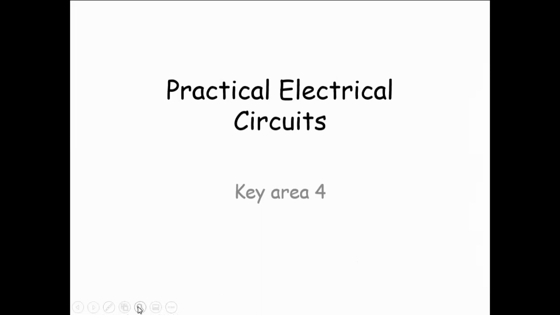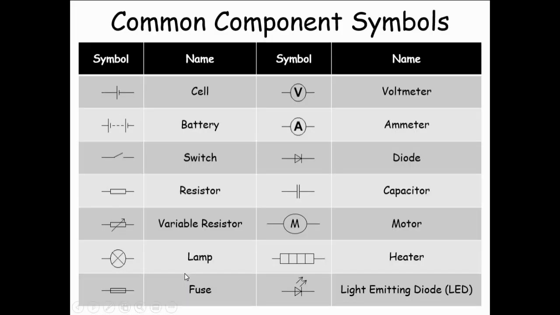I'm going to do a wee quick video as if it was a lesson in class doing practical electrical circuits. This is key area 4, and one of the first things you've got to do is get familiar with some common component symbols. Now, you don't need to memorise every single one straight away, but just get more and more familiar as time goes on, but definitely be aware of the very, very simple ones like cell, battery, resistors, lamps, right? You're going to meet those all the time.